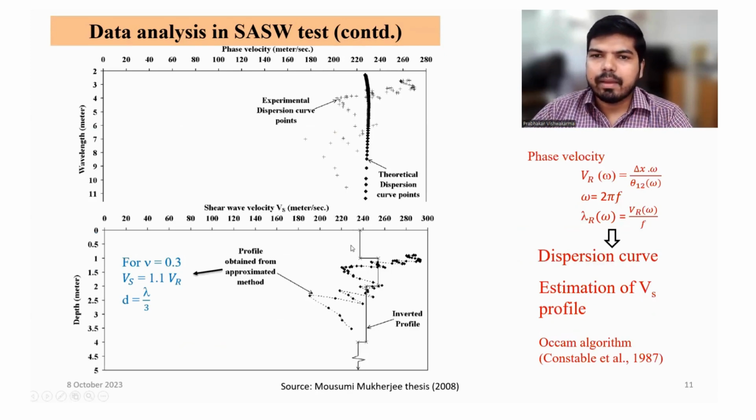Now, once we have these phases, as calculated in the previous slide, and delta x is the spacing of the sensors and omega is the frequency, we can calculate the phase velocity. Once the phase velocity is calculated, we can also calculate the wavelength at that particular frequency. This variation of the phase velocity or Rayleigh wave velocity along the wavelength is called the experimental dispersion. This experimental dispersion curve is further inverted using an algorithm to estimate the shear wave velocity profile.